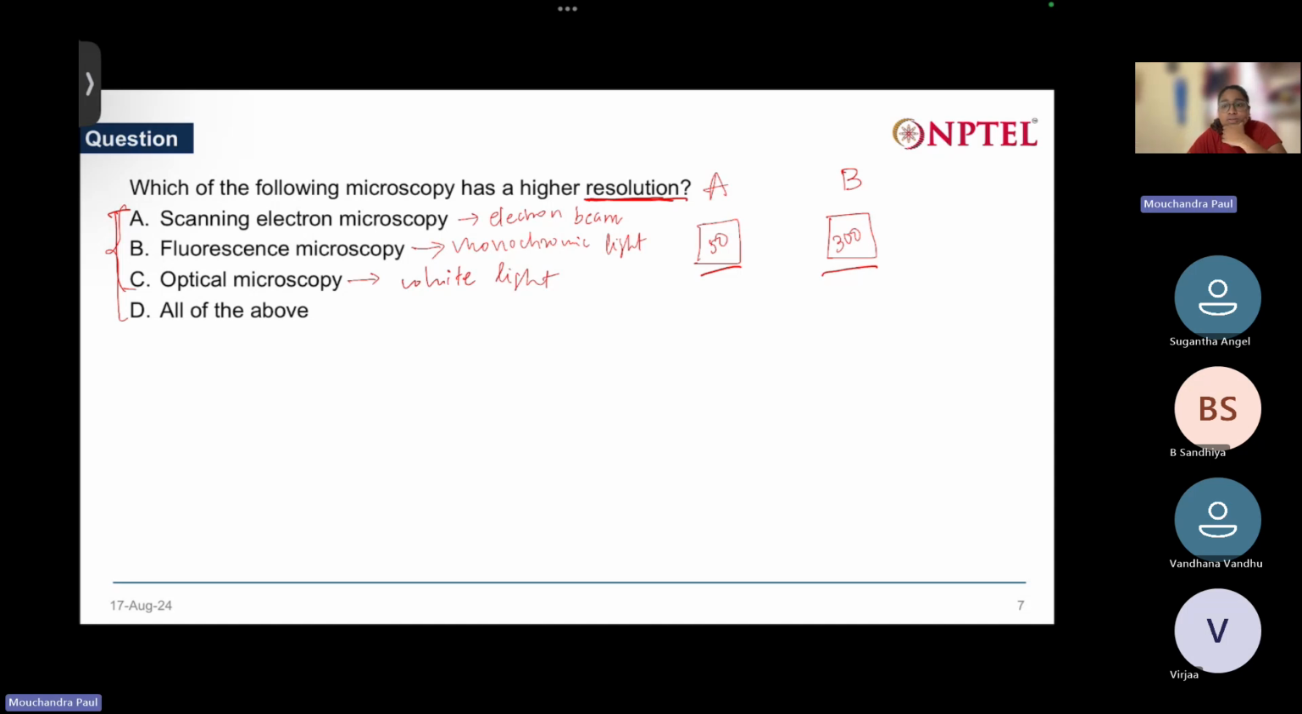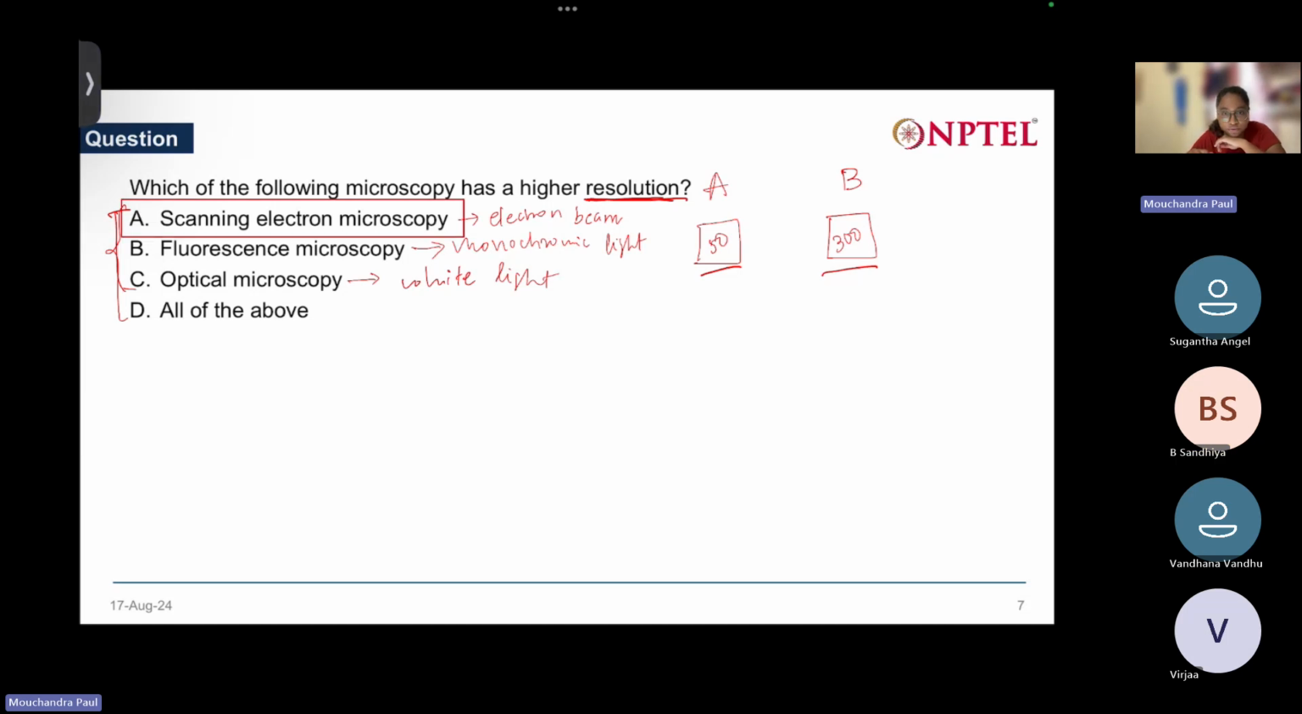You understood what is resolution, right? Yes, ma'am. Just a simple guess: which microscopy can give you better resolution images? Electron, ma'am. Electron, right. So it was a good guess.